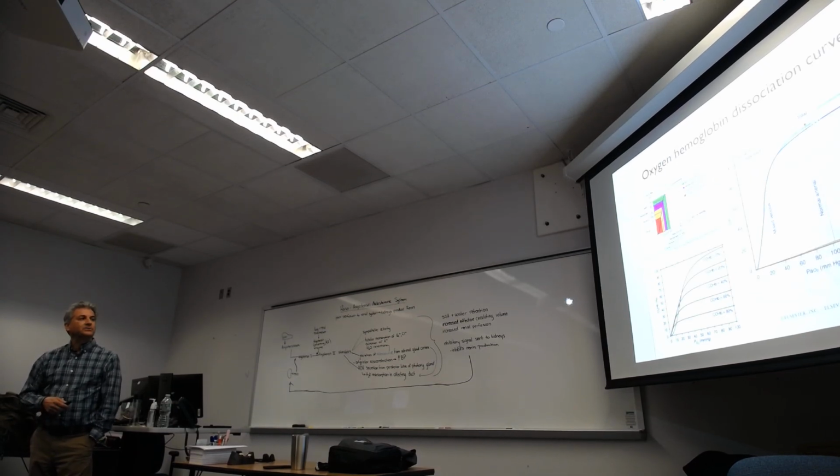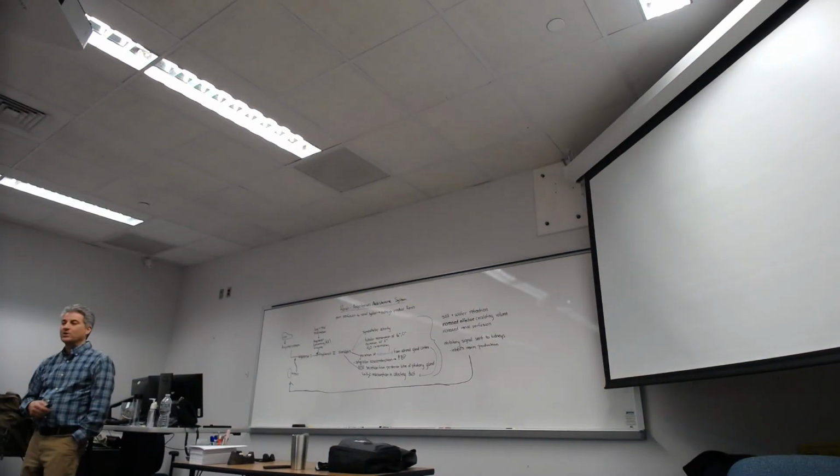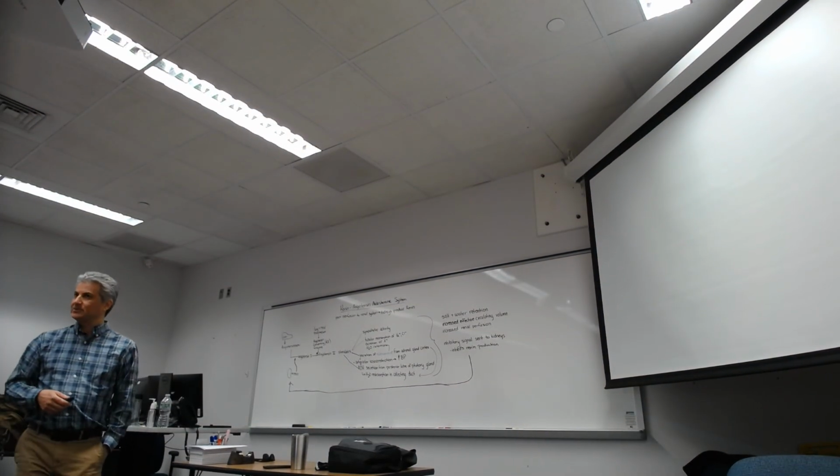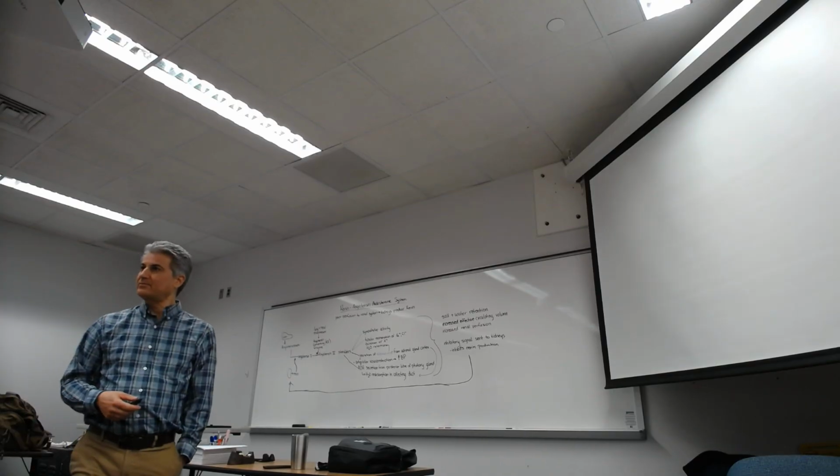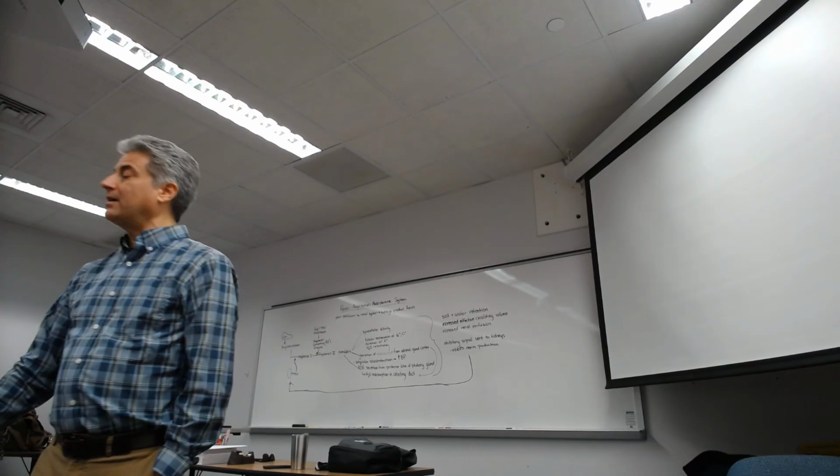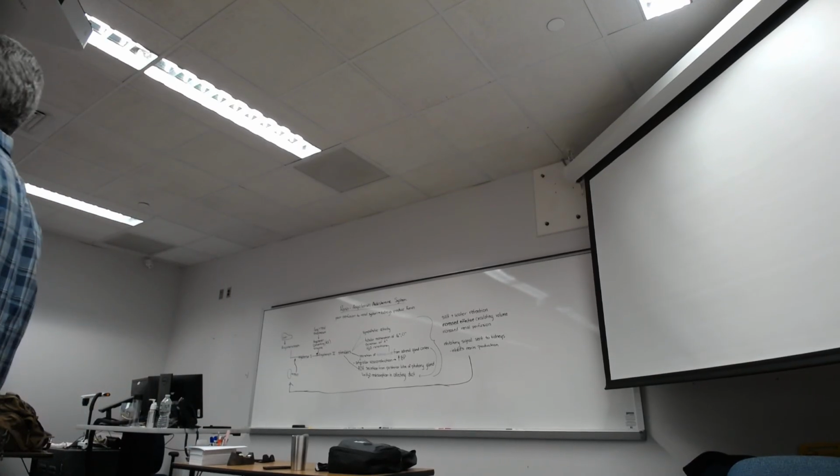Example of that, and so here's just some other curve pictures, etc. All right, you guys get it? Does it make sense? What does the oxyhemoglobin dissociation curve represent?